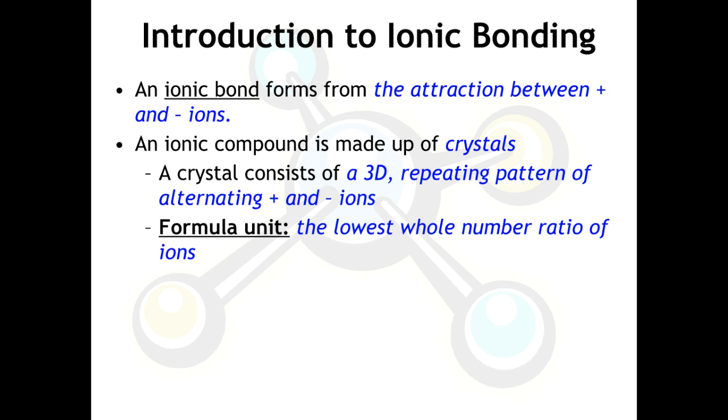So we know the lowest whole number, because you can't have parts of an element, parts of a bond. It's the lowest whole number ratio of ions represented in an ionic bond. And we'll get to that later on where we actually are drawing Lewis structures.